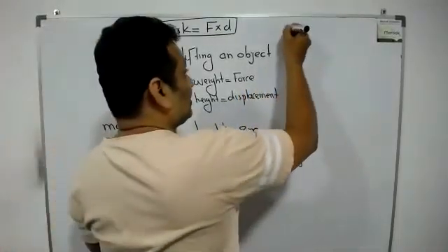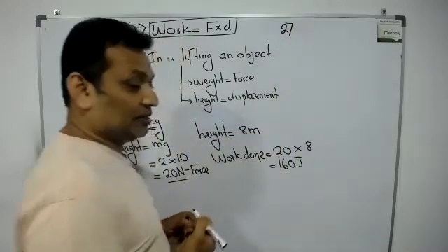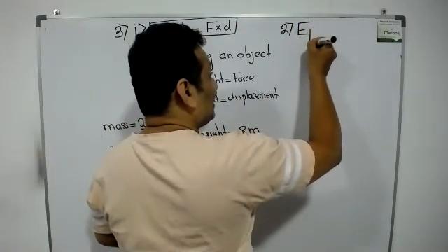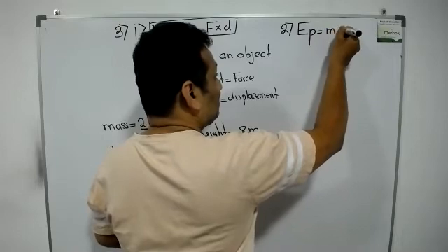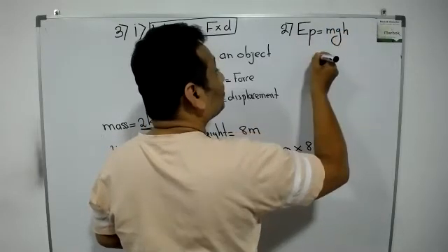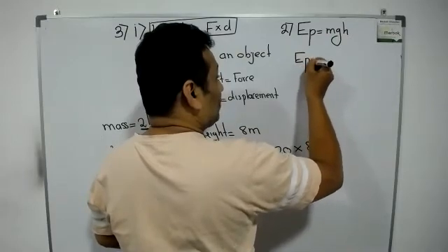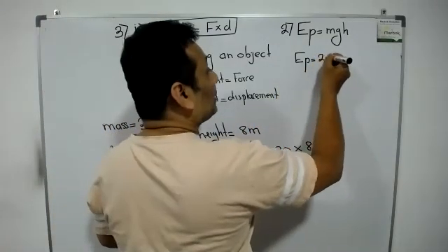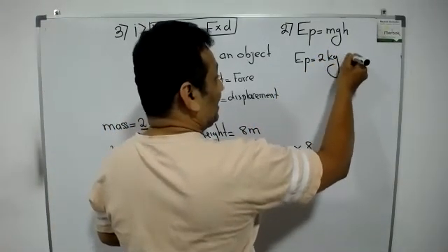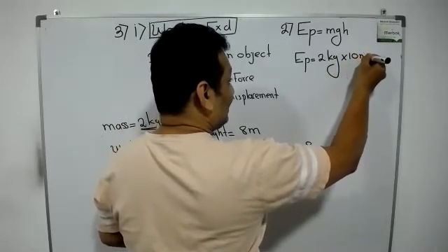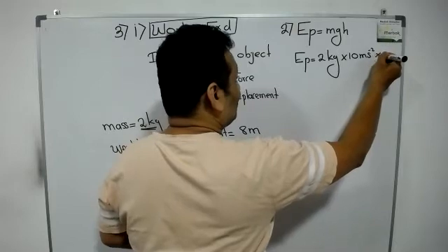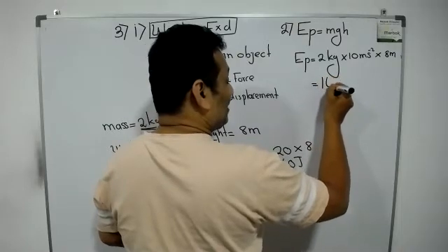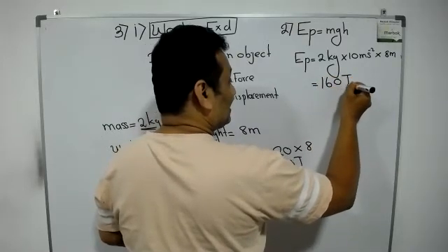When you come to the second question, calculate the potential energy. It is EP equals mgh. So EP equals mass 2 kilogram, gravitational acceleration 10 m s^-2, height 8 meters. It will also give you 160 joule.